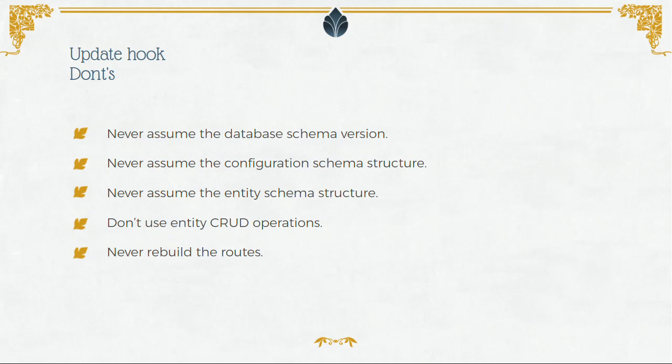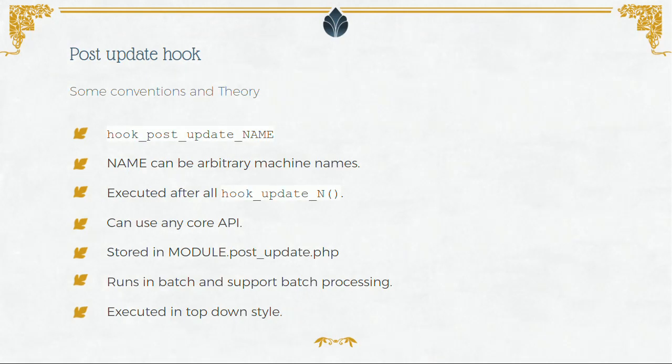So you have to rebuild those. The mark for the rebuild, there is a flag in the routing system. You can make that true, and they can be rebuilt afterwards. Let's discuss the new system, the post update hook, and why we needed that.